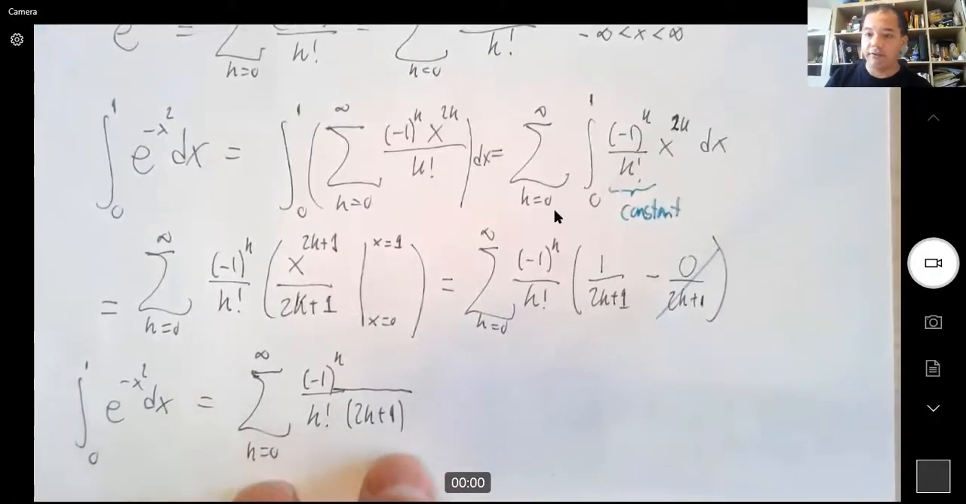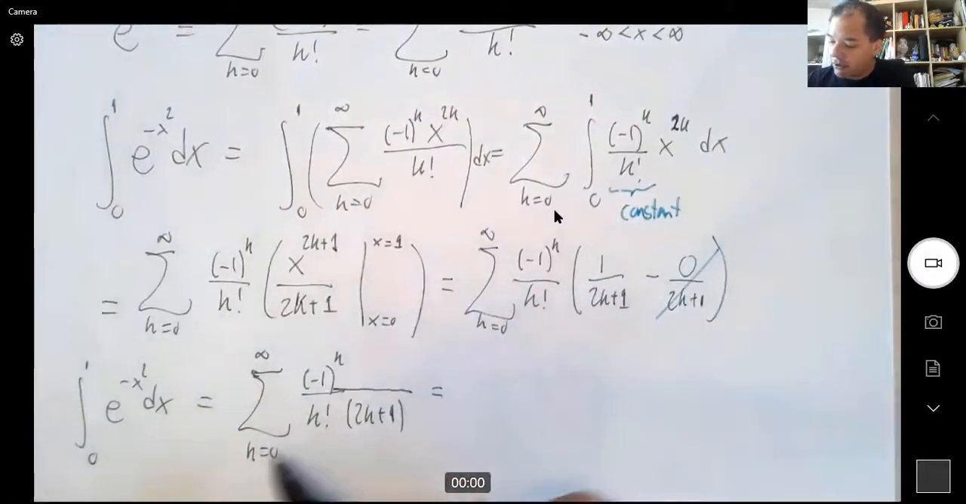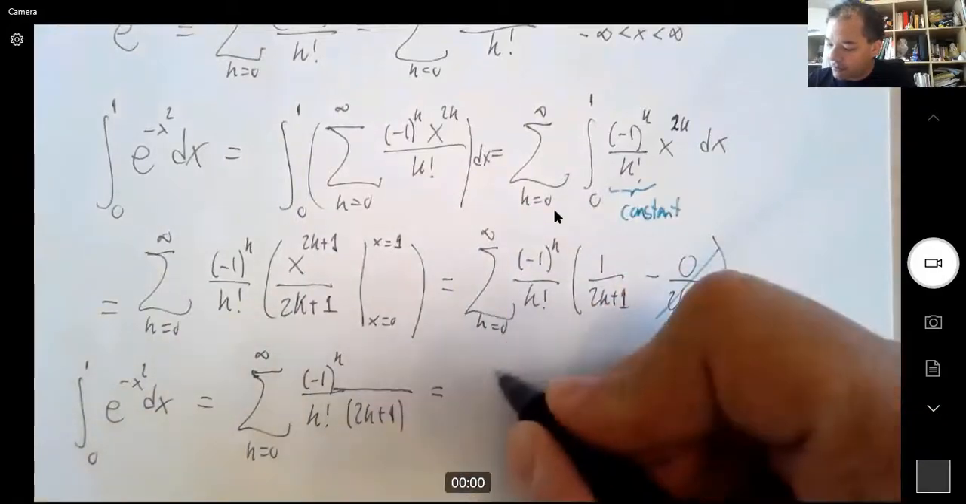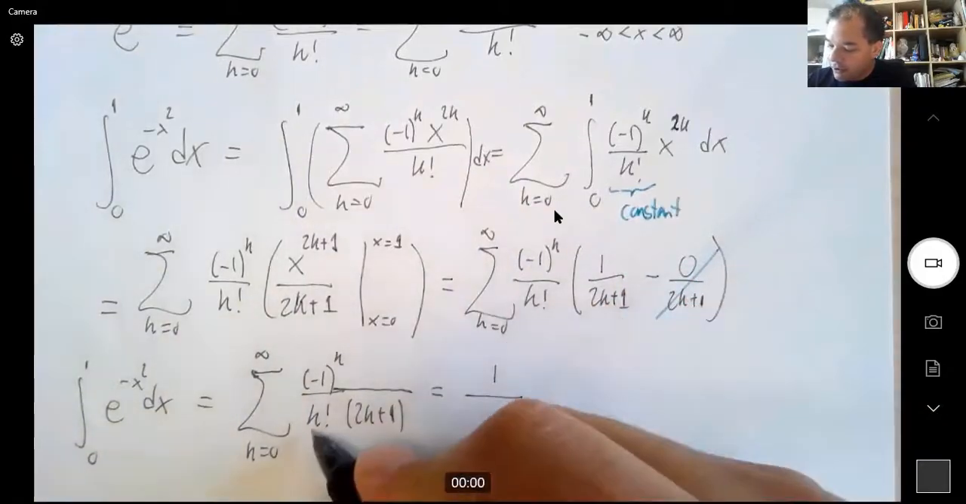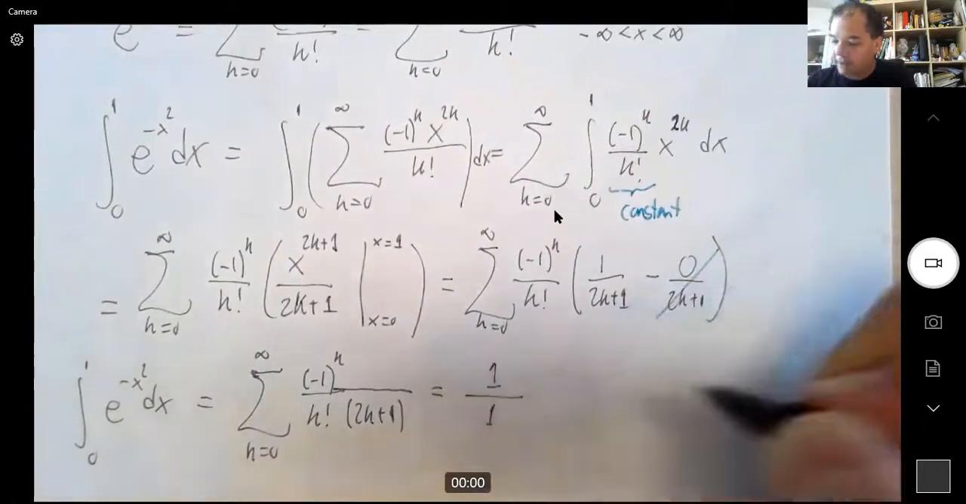So let's write the first few terms here, and then we'll talk a little bit about how many we should use to get an appropriate approximation, depending on the degree of precision that we want. When k is 0, this is -1 to the 0, that's 1. 0 factorial is 1, and 2 times 0 plus 1 is 1. So the first term is 1.